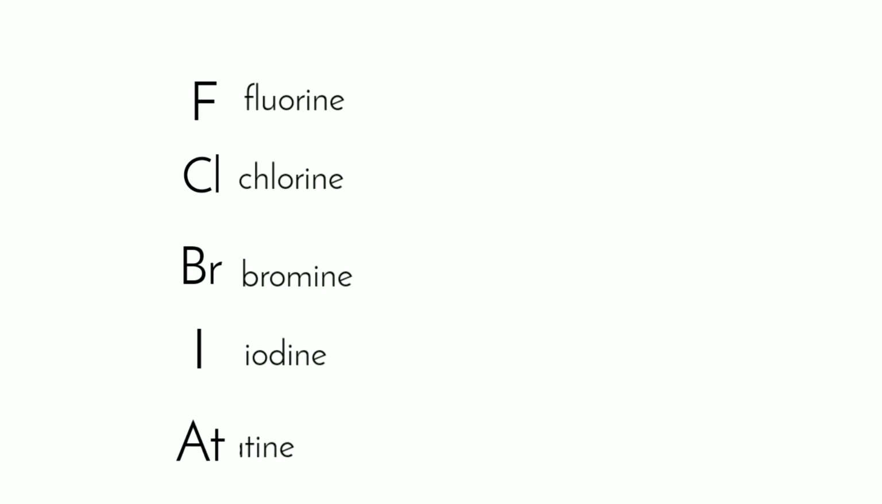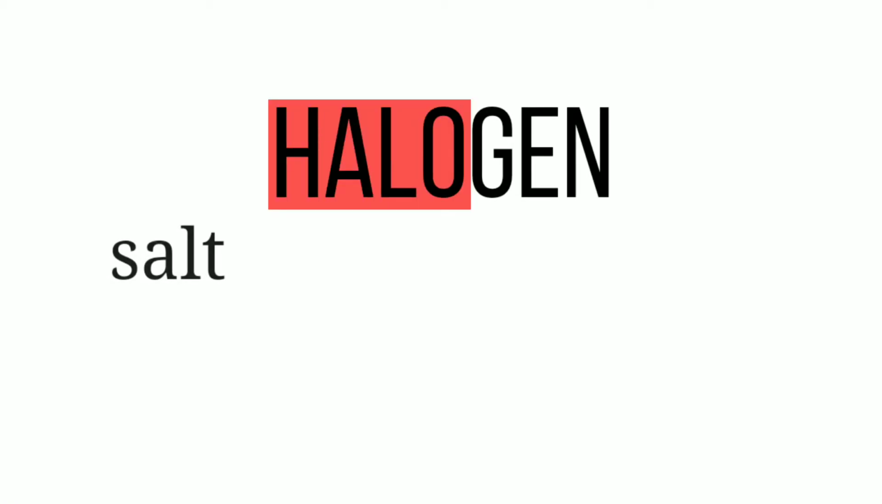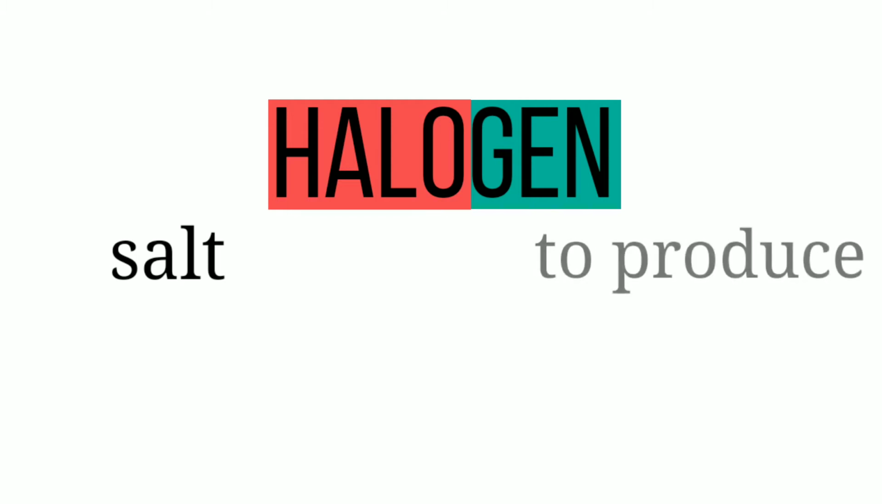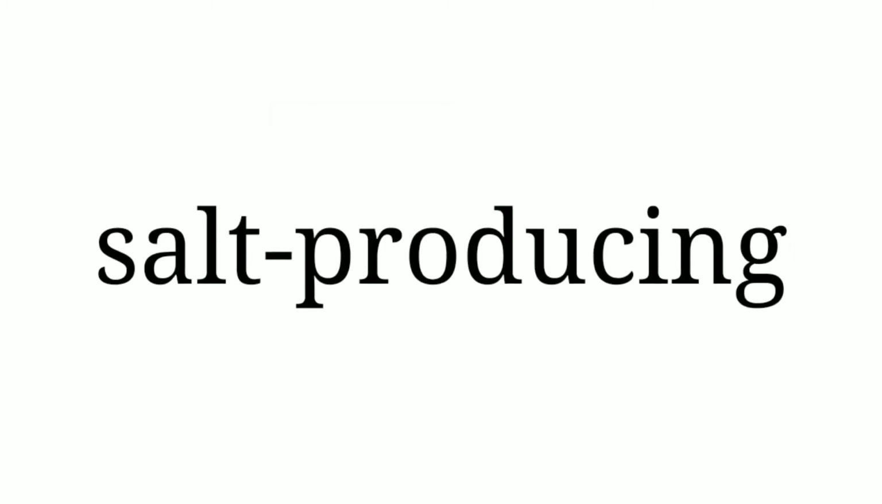In a periodic table, the halogens are the non-metallic elements in group 7A. There are 5 elements: fluorine, chlorine, bromine, iodine, and astatine. The term halogen comes from the Greek language, with halo meaning salt and gen meaning to produce. So halogen means salt producing.